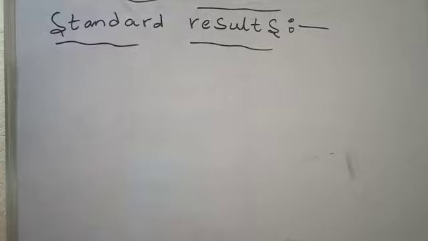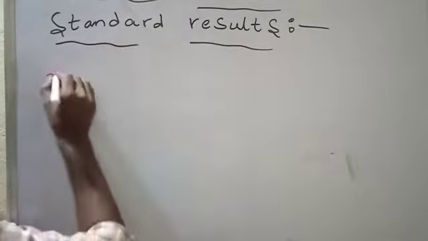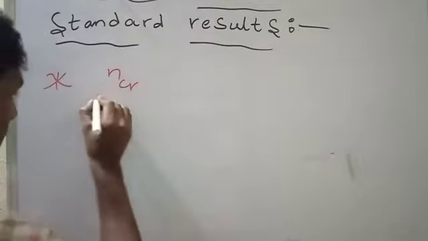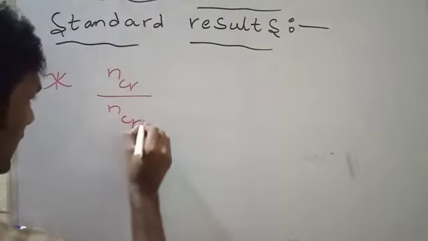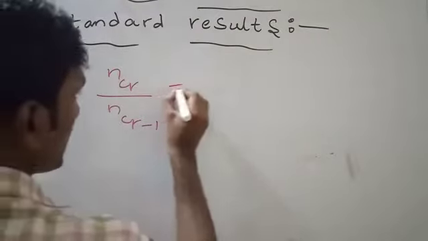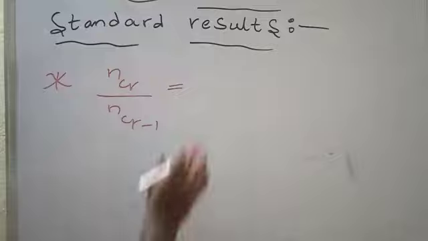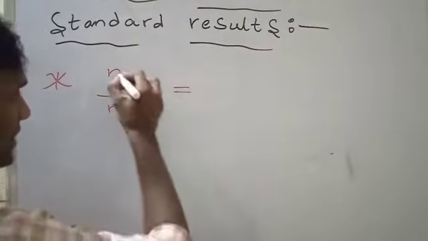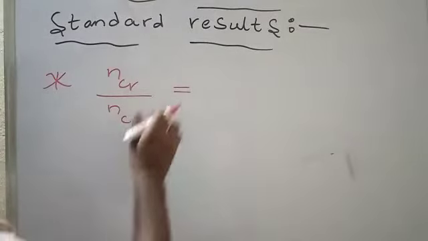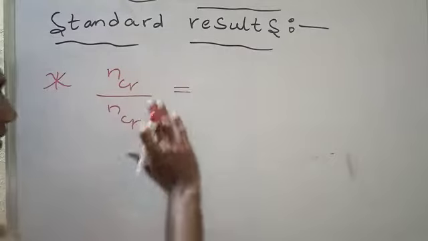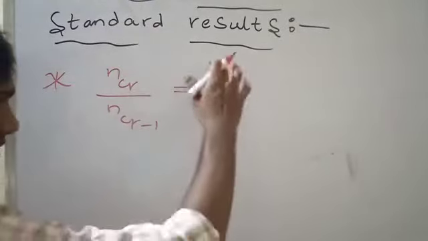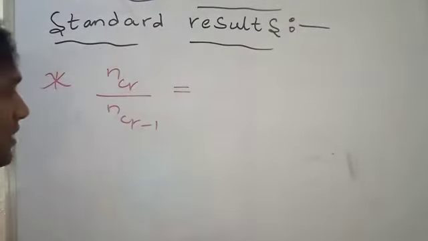Come to the fourth standard result. It is like this. The fourth standard result is nCr divided by nC(r-1). If the given problem is in the form of nCr by nC(r-1), by simplifying this expression, we can get the value of the given expression like this.